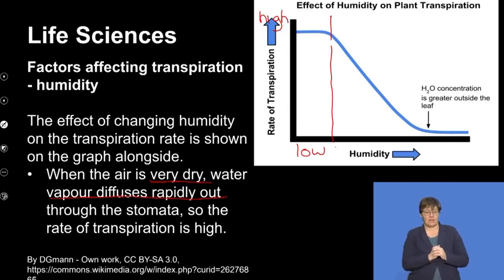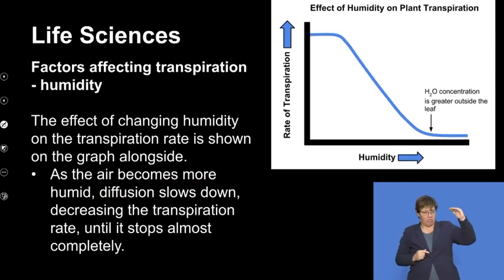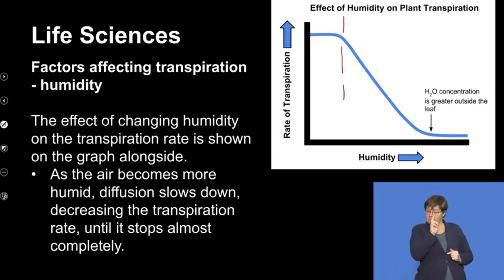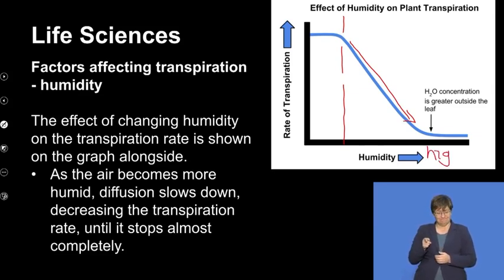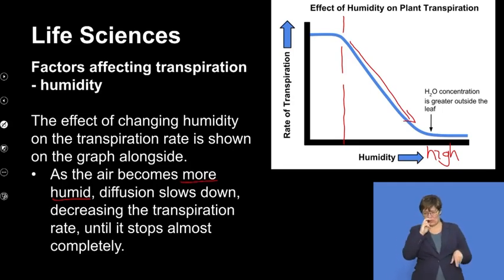Does it keep like that? No, something different happens. Because after that little bit, transpiration drops. Why would it drop? Okay, because here the humidity is high. And because there's so much water in the air outside, the air is more humid. Okay, so transpiration decreases.